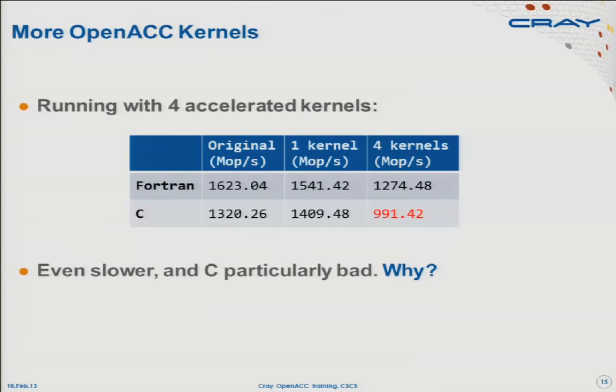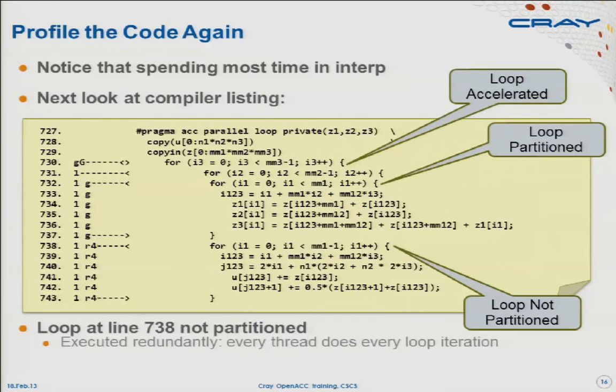At this stage, I've got a lot of the compute on the GPU. Why is it so much slower? You say to yourself, well, that's when you go and you say, well, what did the compiler do? And so you profile the code and you say, oh, the interp is very slow. What's going on in interp? You look at the compiler listing. Yep, big G, that's good.